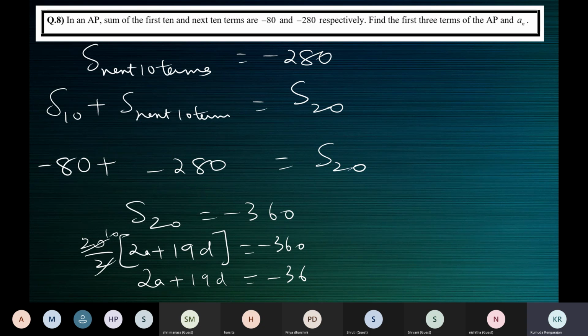So these are the two equations. We need to solve these two equations and find the values of a and d. Then you can find the AP. The first three terms you can get. And then you should find an.